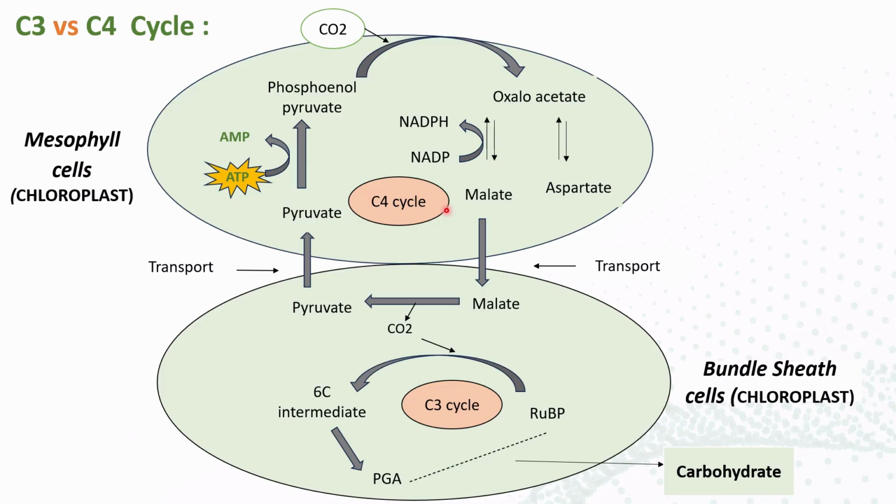So this is the whole process that occurs in the C4 cycle in the mesophyll cells and bundle sheath cells. Obviously, mesophyll cells are present on the upper side and the bundle sheaths are inside. For clear observation, I have drawn it like this. This whole process occurs again and again like this, with the help of CO2 and some enzymes.